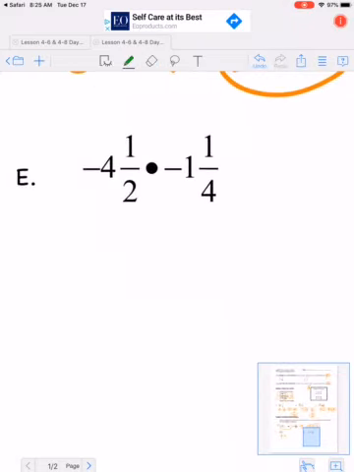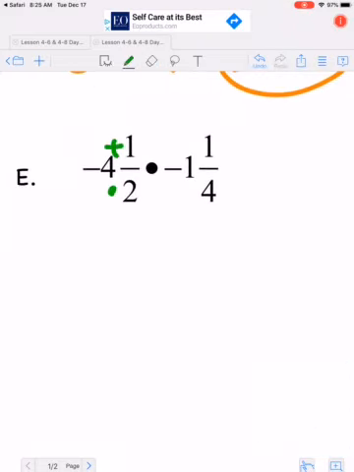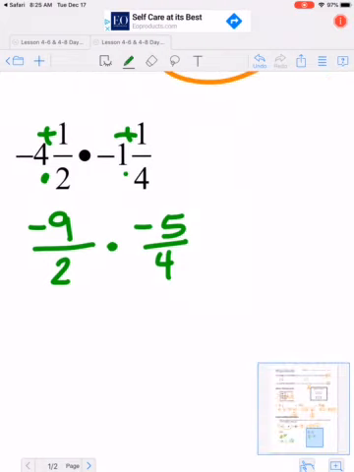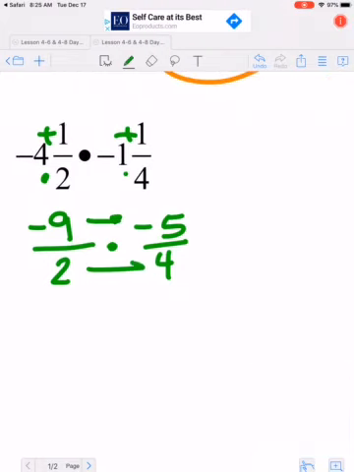Okay, in letter E, we're going to multiply and add, so we get negative 9 over 2 times negative 5 over 4. If you look at the cross products, I'm not able to simplify anything. So we're going to multiply negative 9 times negative 5, which is 45. And then 2 times 4, which is 8.